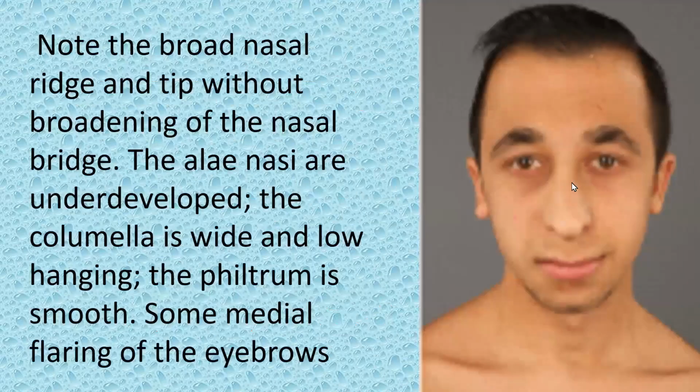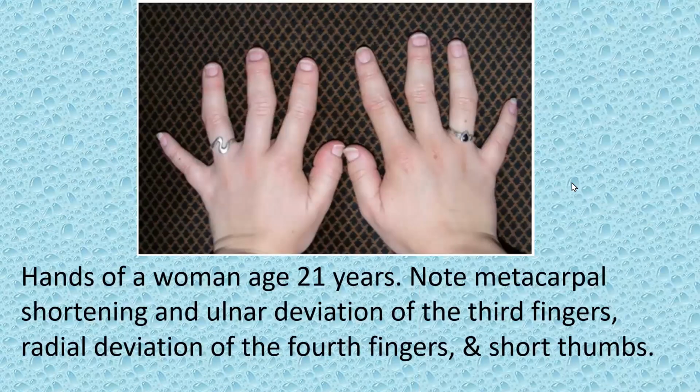Note the broad nasal bridge and the bulbous tip. The alae of the nose are underdeveloped. The columella is wide and low hanging. The philtrium is smooth, and there's some medial flaring of the eyebrows. The hands of a woman aged 21 years: note the metacarpal shortening and ulnar deviation of the third fingers and radial deviation of the fourth fingers with short thumbs.